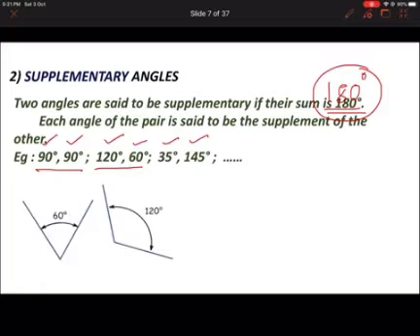You can see the figures. I have drawn two supplementary angles. One is 60 degrees. The other one is 120 degrees. So, what do you get when you add these two angles?